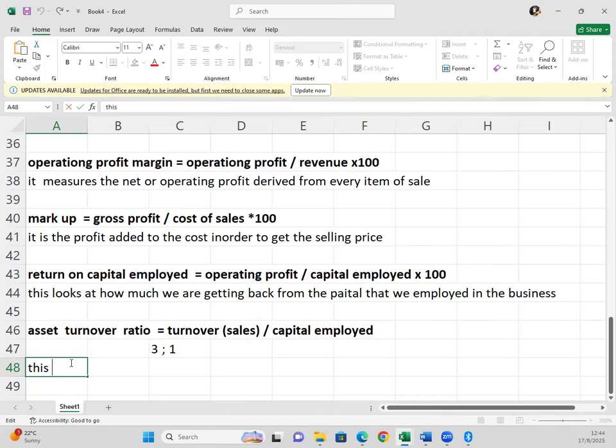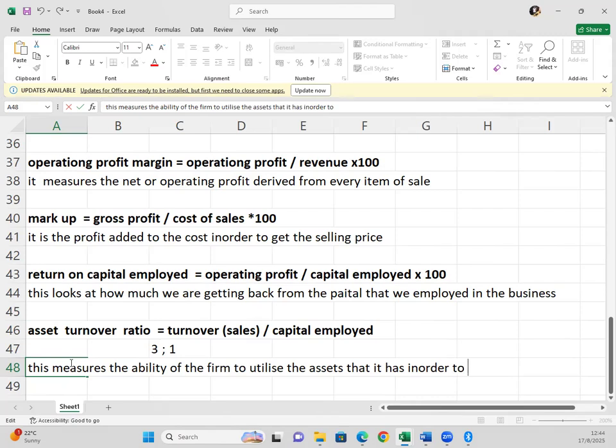So this measures the ability of the firm to utilize the assets that it has in order to generate sales. A higher ratio means the business is doing well.